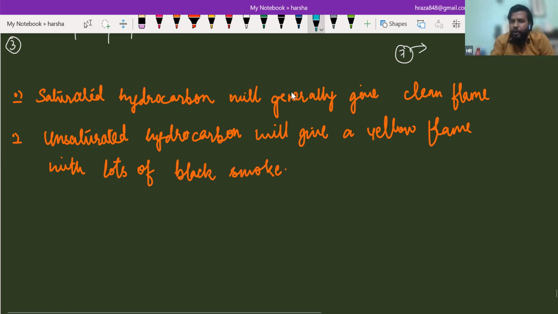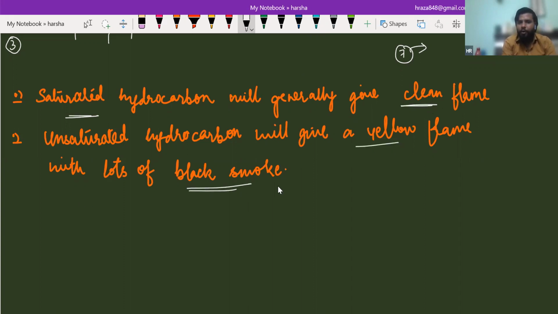That means you are going to burn the hydrocarbon separately, and if you got clean flame, that means it is saturated hydrocarbon, and if you got yellow flame with a lot of black smoke, that means that compound is unsaturated hydrocarbon. So this is how we can distinguish between saturated and unsaturated hydrocarbon. Is that clear?